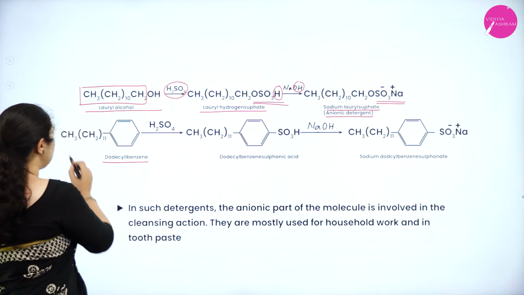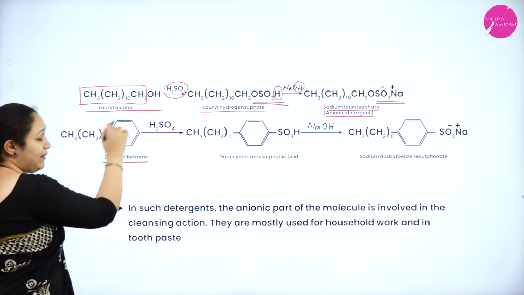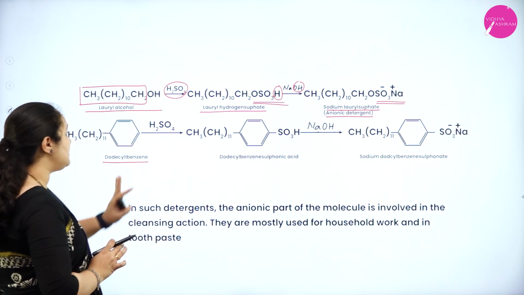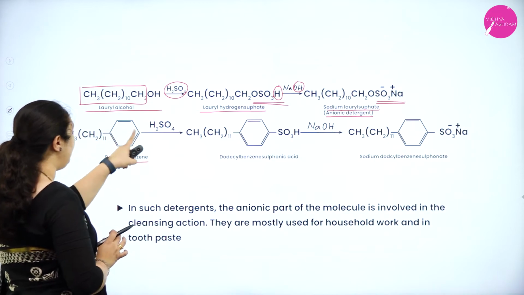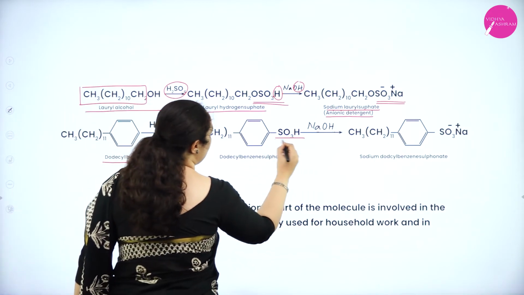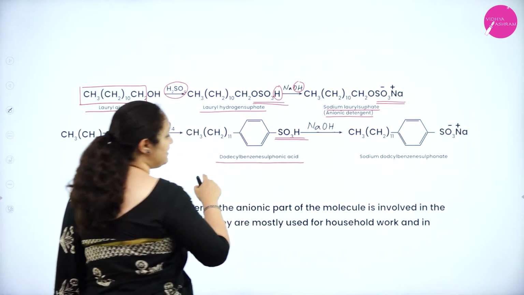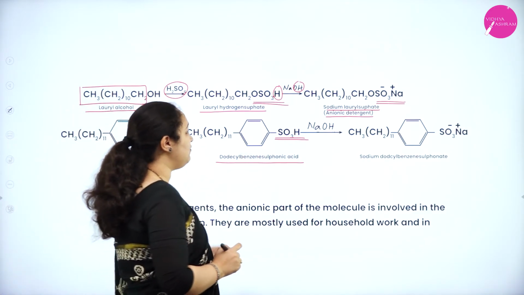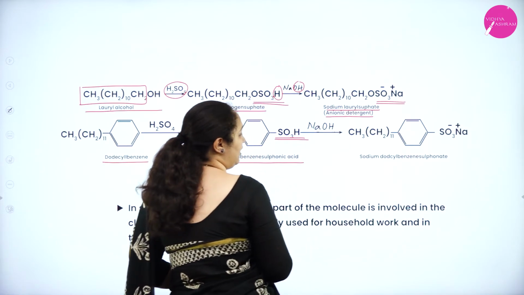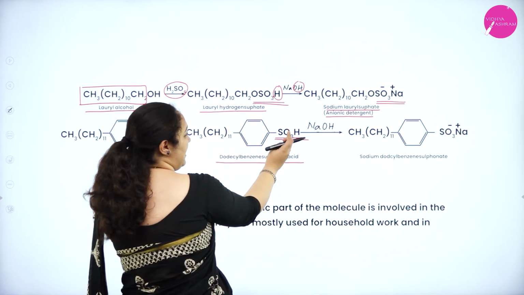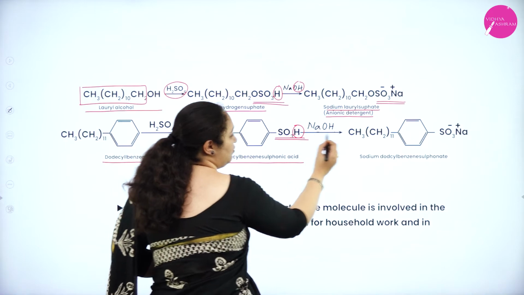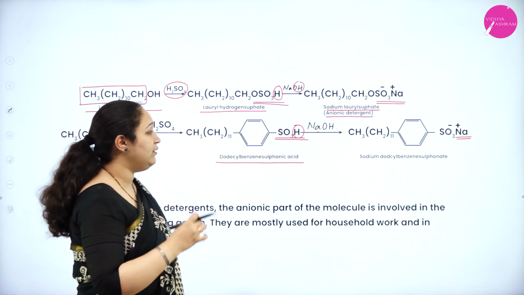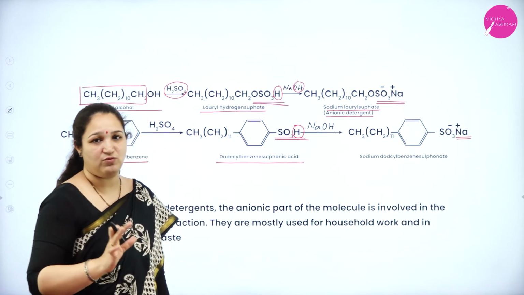Similarly, you can see here dodecyl benzene. We are taking CH3, CH2 11 with the benzene ring. We call it dodecyl benzene. First, when it is treated with H2SO4, in the para position SO3H will come, that is, dodecyl benzene sulfonic acid will be formed. Now take this benzene sulfonic acid and treat it with NaOH. All the other things remain as they are, only H will be removed and the sodium ion will come. So we call it sodium dodecyl benzene sulfonate.